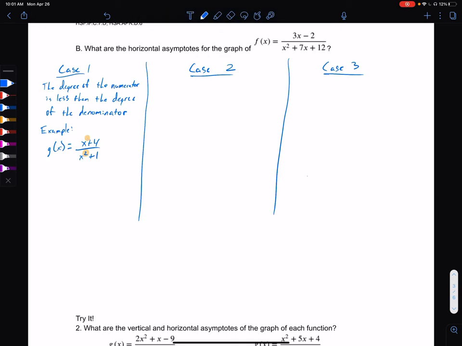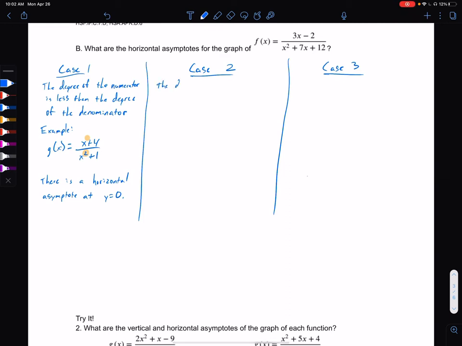Whenever the numerator degree is less than the denominator degree, there's a horizontal asymptote at y equals 0. Again, this is always the case. So in case 1, anytime the degree of the numerator is less than the degree of the denominator, like our example here, then there is a horizontal asymptote at y equals 0. Okay, so let's go on to case 2.